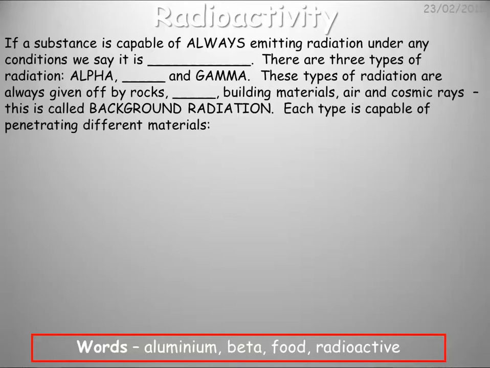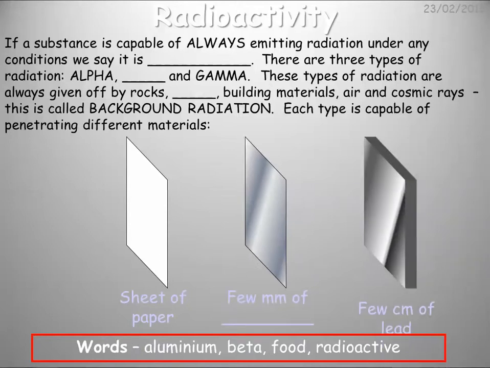There are three types of radiation: alpha, beta and gamma. These types of radiation are always given off by rocks, food, building materials, air and cosmic rays. This is called background radiation. Each type is capable of penetrating different materials. So we've got paper, then a few millimeters of aluminium and a few centimeters of lead.